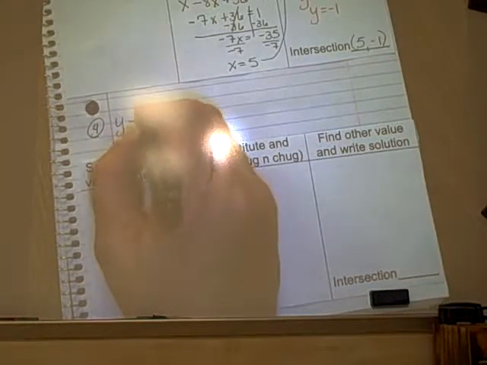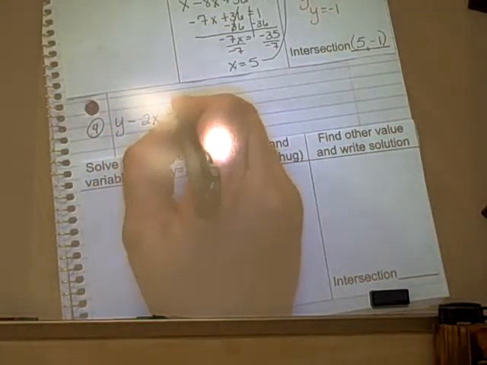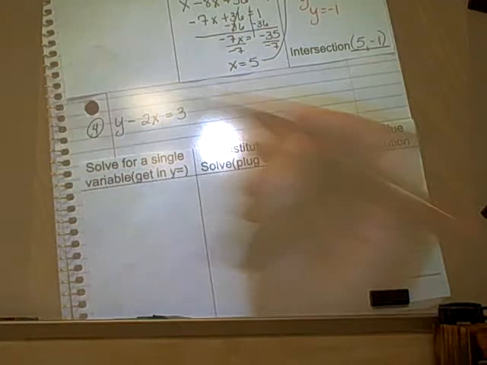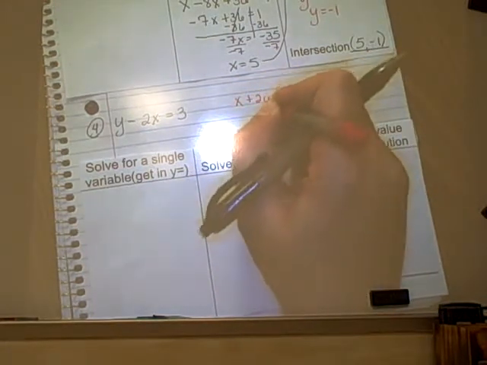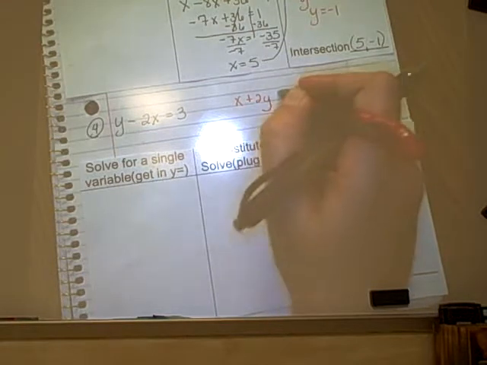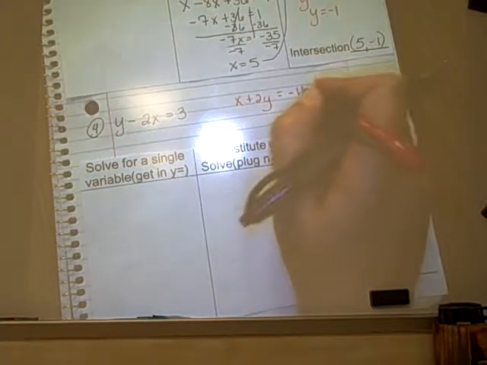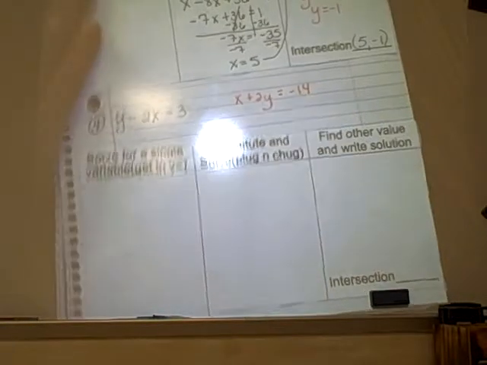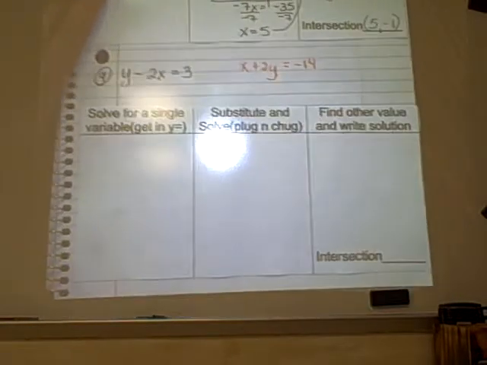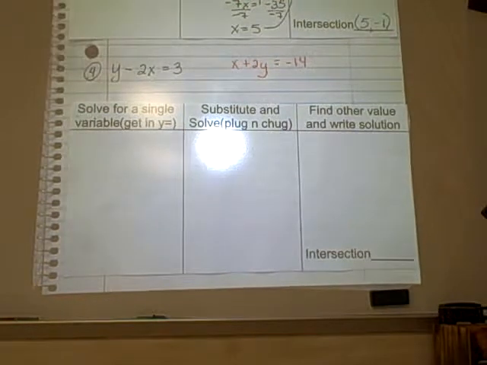Y minus 2x equals 3. And x plus 2y equals -14. There's your two equations. Y minus 2x equals 3. X plus 2y equals -14. Move the 2x.